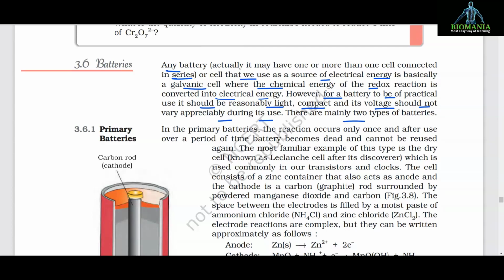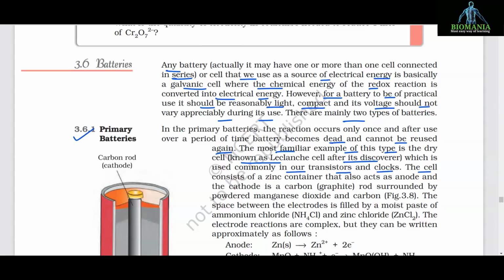There are mainly two types of batteries. 3.6.1 Primary batteries. In the primary batteries, the reaction occurs only once, and after use over a period of time the battery becomes dead and cannot be reused again. The most familiar example of this type is the dry cell, known as the Leclanché cell after its discoverer, which is used commonly in our transistors and clocks.